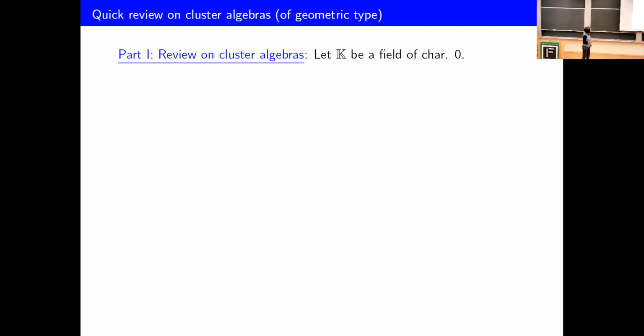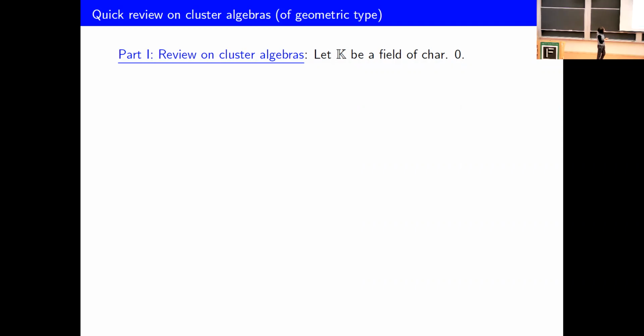The most general definition of a cluster algebra uses semi-fields, and is much more general. I only look at those of geometrical type, where there's a variety behind. So there is some geometry behind. Those are the types I'll be looking at.